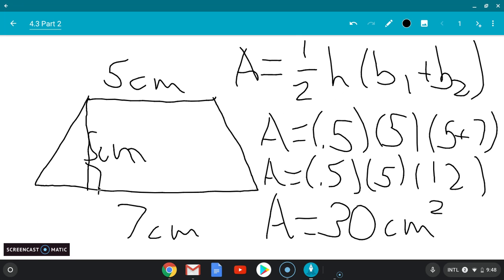So just take note. All right, my height, distance between the two bases, okay, 5 centimeters. Base 1 and base 2, my two parallel sides. All right, so 5 and 7. You plug them into the formula, and you should be able to come to the answer.